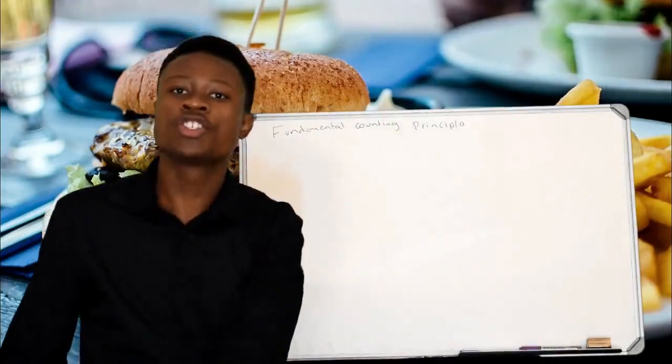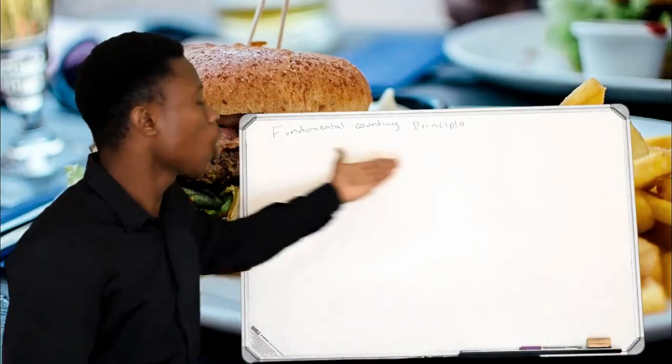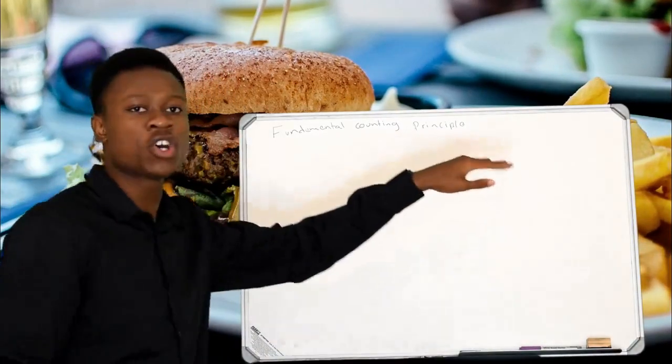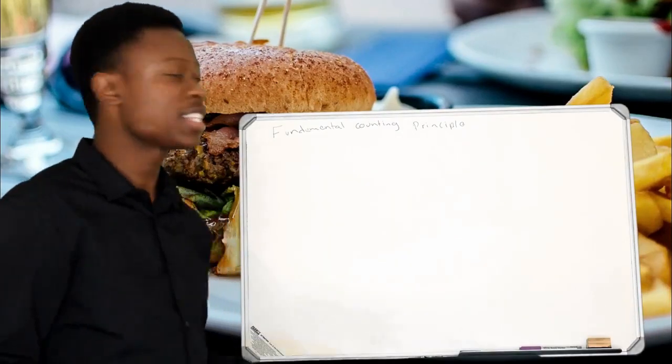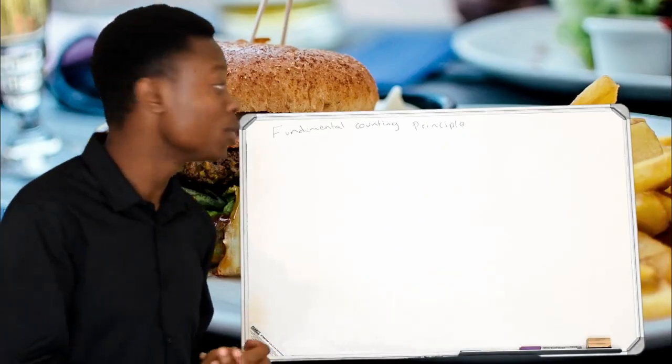What are we doing? The last chapter in probability, right? The last chapter in probability. What is that? The fundamental counting principle. That's something new that you haven't done before. So what is the fundamental counting principle?